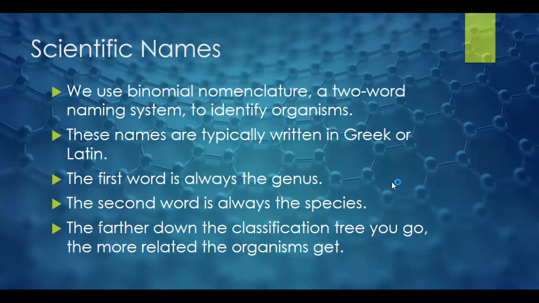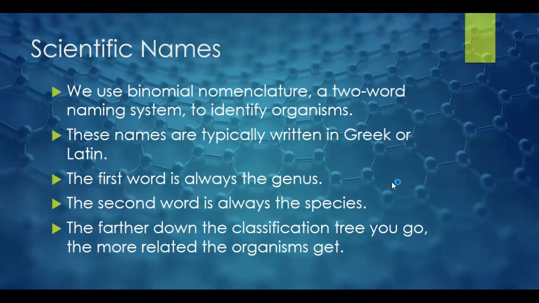Canis lupus. Canis is the genus, lupus is the species. Tursiops truncatus. Tursiops is the genus, truncatus is the species. Drosophila melanogaster. Drosophila is the genus, melanogaster is the species. Again, you don't have to understand what those words mean whatsoever. You don't have to know how to pronounce them. You just need to know the first word is the genus and the second word is the species.